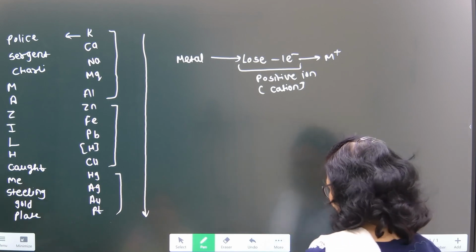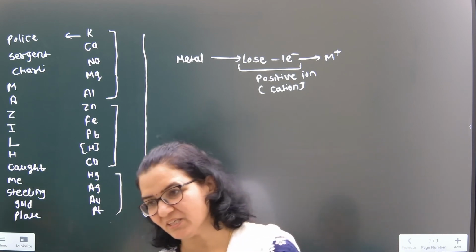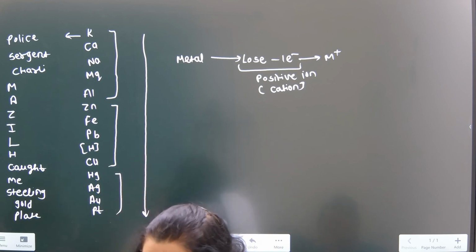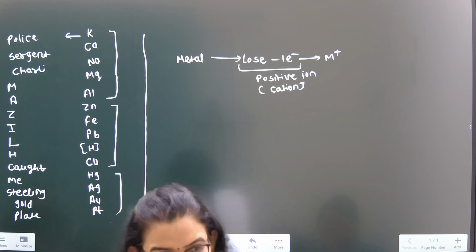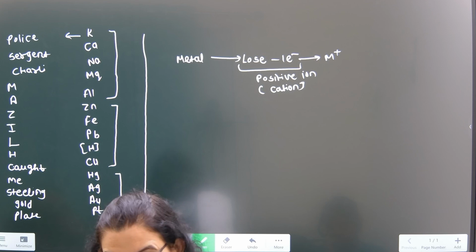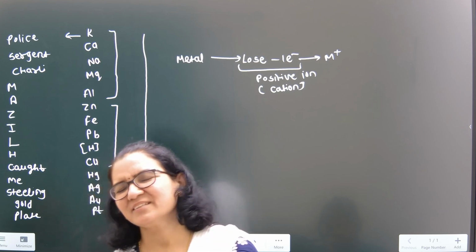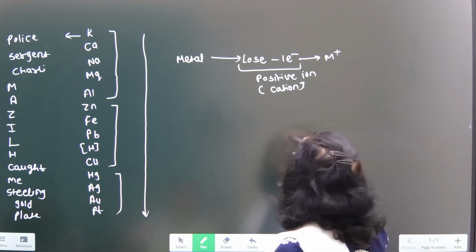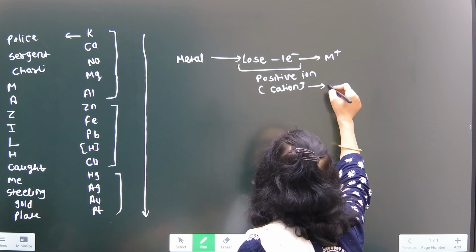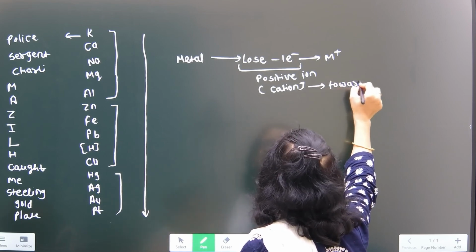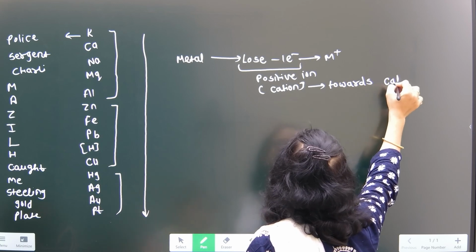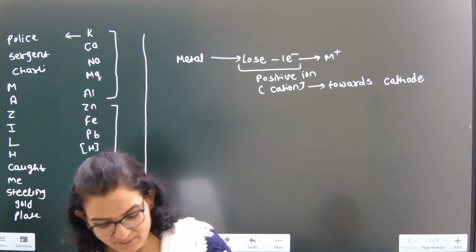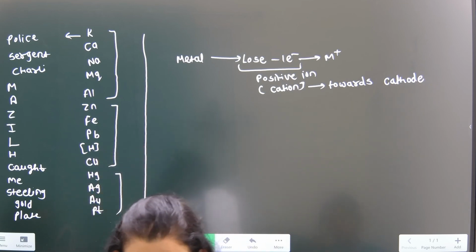Positive ions are formed and discharged by electricity. Which electrode will the cation go towards? The cation will be discharged at the cathode. And at the anode? The anions. Cations are always discharged at the cathode, and anions at the anode.